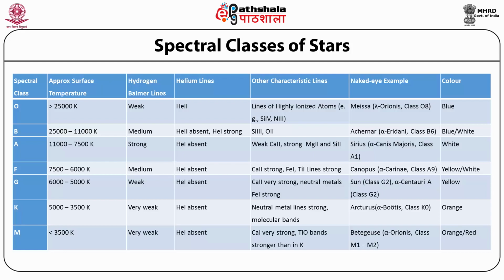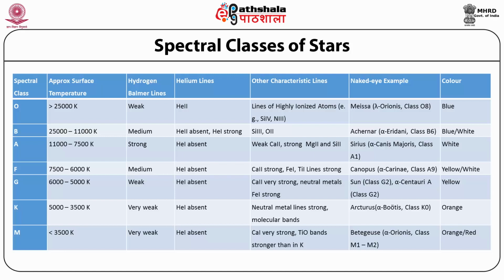Next one is the A spectral class, having a temperature range from 11,000 to 7,500 Kelvin. It has strong hydrogen Balmer lines. He1 is absent and the other characteristic lines are weak Ca2, strong Mg2 and Si2. The naked eye example is Sirius, Alpha Canis Majoris, class A1, and the color is white.